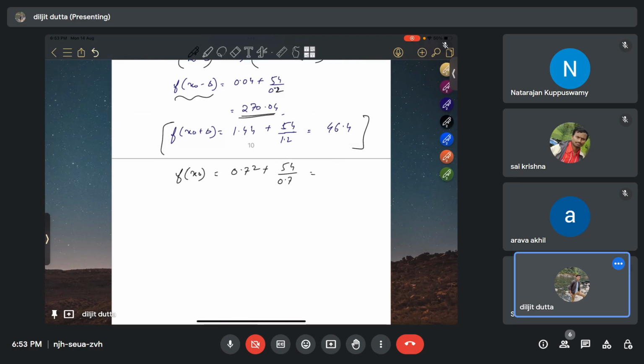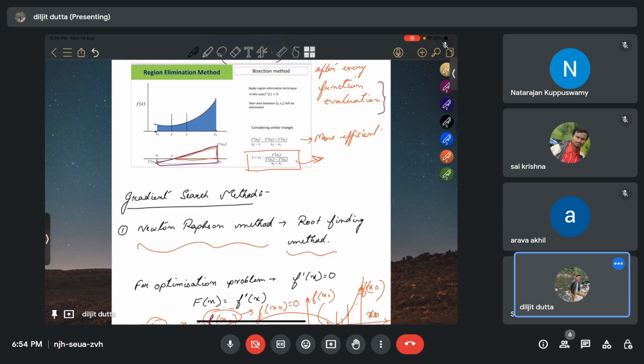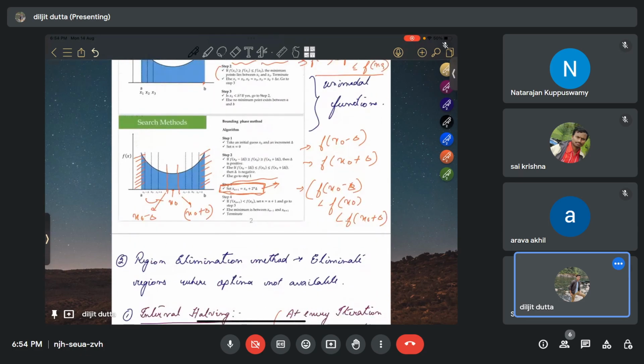0.7 square. Yes, 77.6. Therefore, f of x naught minus delta is greater than f of x naught plus delta. So we have seen that this is the inequality. Okay, how do we proceed now? This is the bisection method.